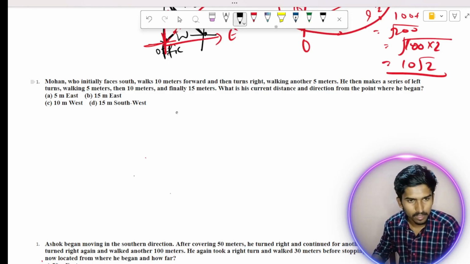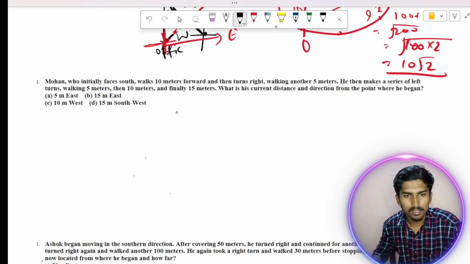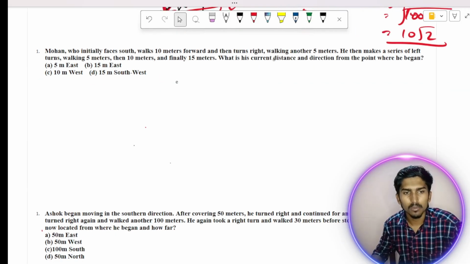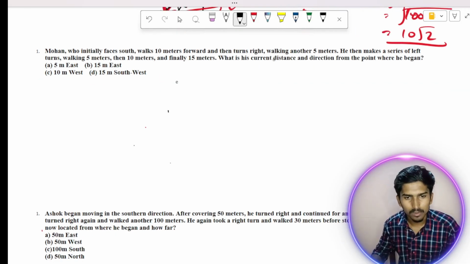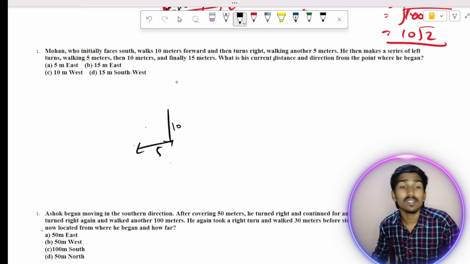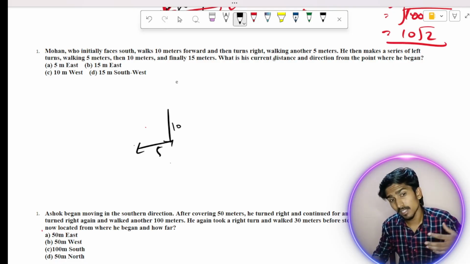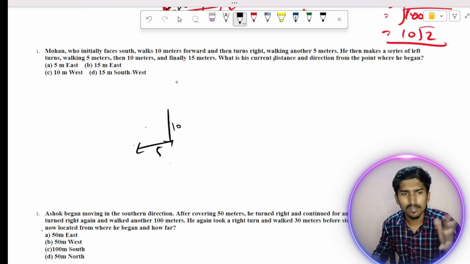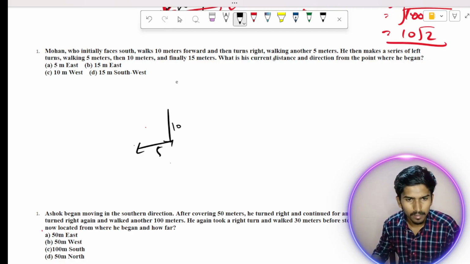Let's go. Next question. See, Mohan, who initially faces south. Okay, they are asking about Mohan, who initially faces south. He is facing towards south. He walks 10 meters forward. Okay, 10 meters, and then turns right. What is the right of south? This is right, and he walks another 5 meters. He then makes a series of left turns. Series means they are asking a series of left turns. Only left turns he makes, walking 5 meters. What is the left of him? This is the left, 5 meters.